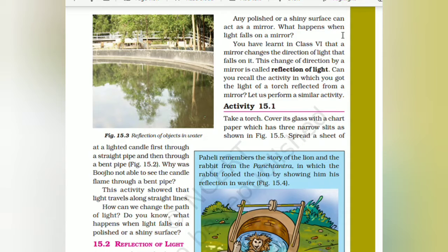What happens when light falls on a mirror? In class 6, we learned that a mirror changes the direction of light that falls on it. So when light falls on a mirror, its direction will be changed. The change of direction by a mirror is known as the reflection of light.